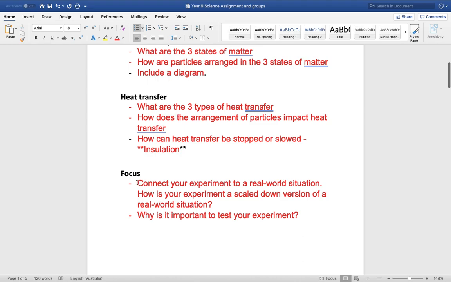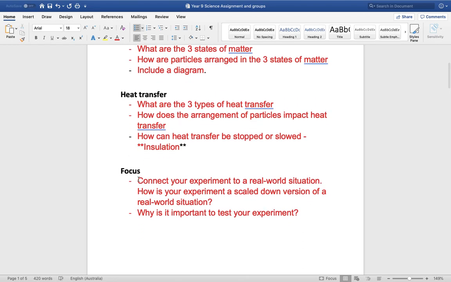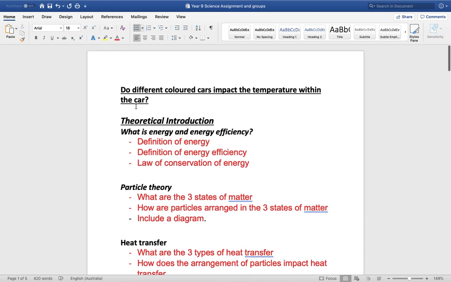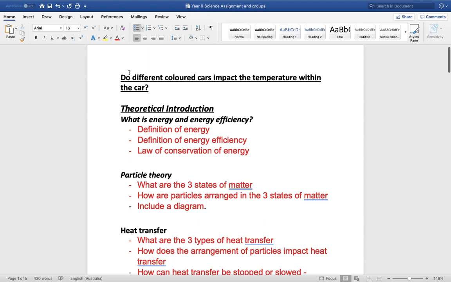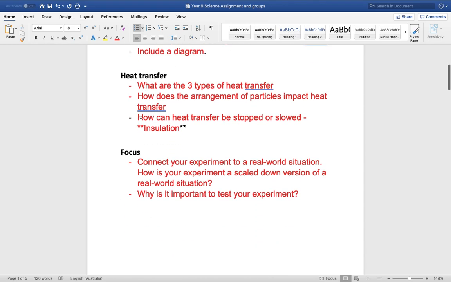And then the final section of your theoretical introduction is your focus. This is where you need to talk about your experiment and how it connects and relates to a real world situation. So, for example, if you're doing the coloured cans, you're actually doing a scaled down version of testing temperature inside cars of different colours. We don't have three cars of three different colours available, so you've just designed a classroom experiment that will allow you to test that. So that's what you need to talk about.